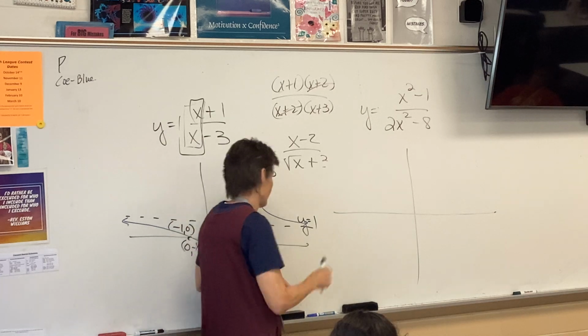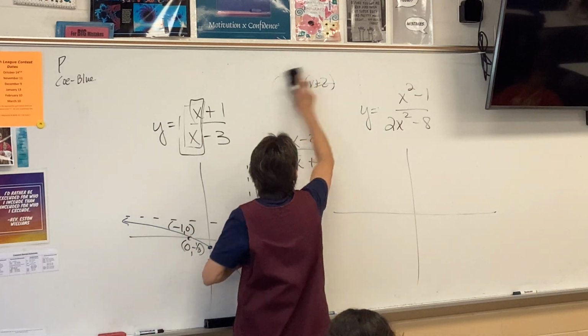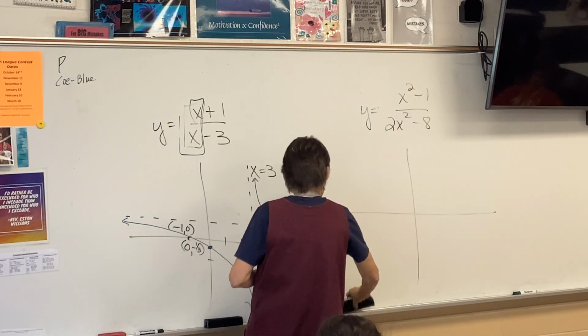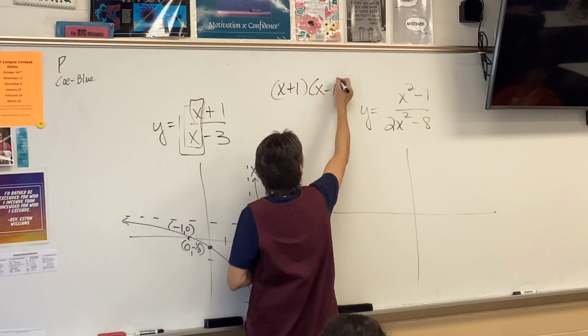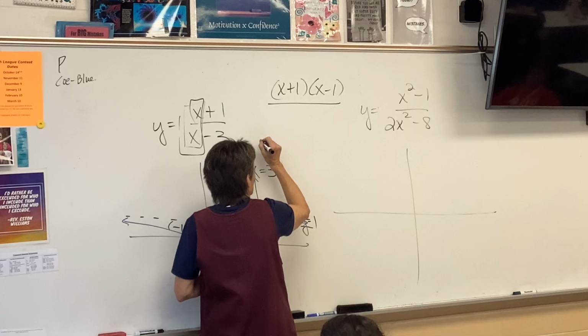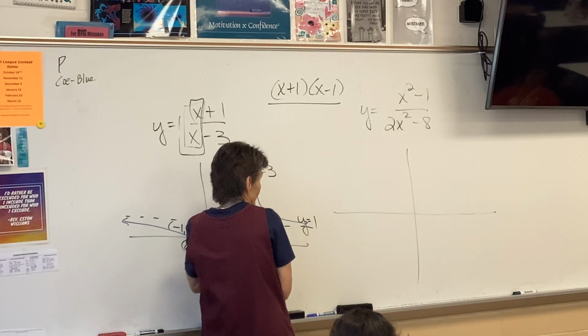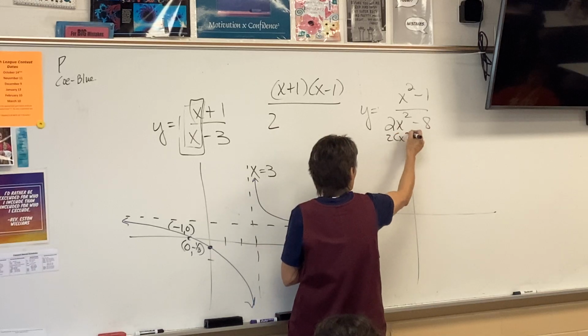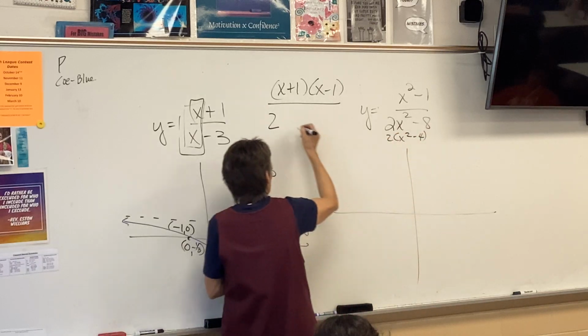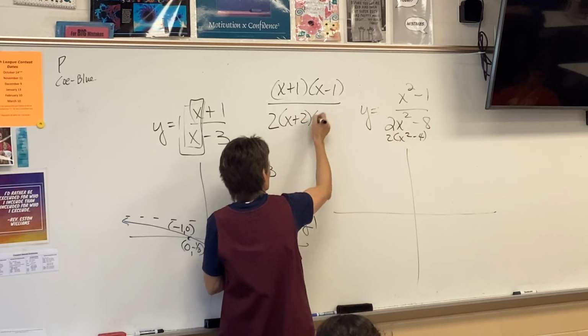So, Braden says let's factor it. So what did I need to make? X plus 1, x minus 1. How about the bottom? Take out a 2, and then x plus 2, x minus 2.